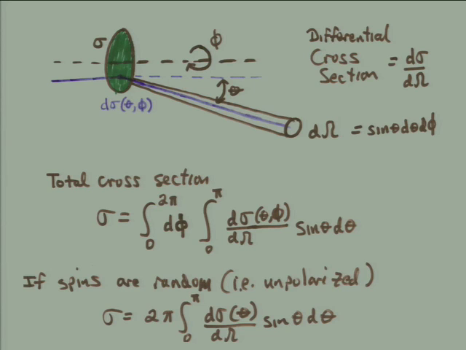Now, if the cross-section is independent of angle, that is, if it doesn't matter which angle I sit at, my detector always sees the same number of particles, this term is a constant and comes out of the integral, and I end up basically just getting a factor of 4 pi when I do that integration. I would get 4 pi times whatever that number is.